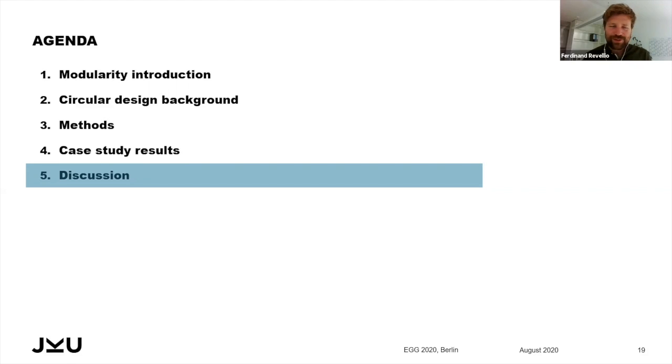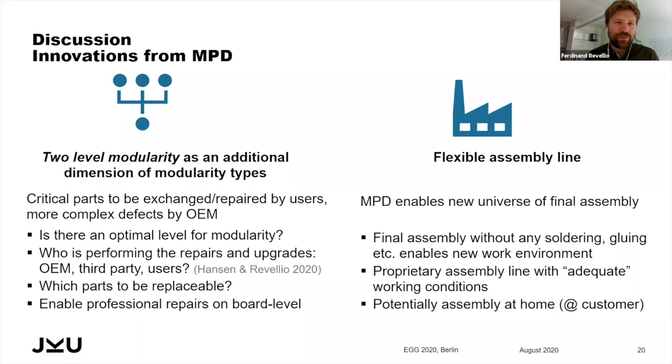Next, we want to discuss some innovations with you that we have observed. These are the two-level modularity and the flexible assembly line that Lynn already introduced. For the two-level modularity, really the idea is to have this trade-off solution that some parts will be exchanged and others not. And of course, then some questions occur, right, Lynn?